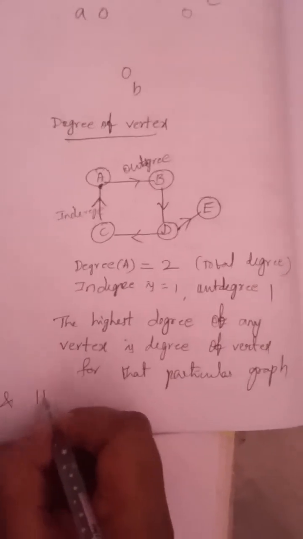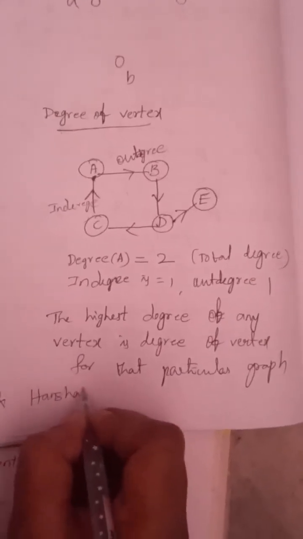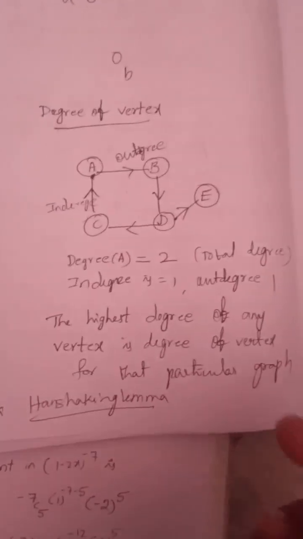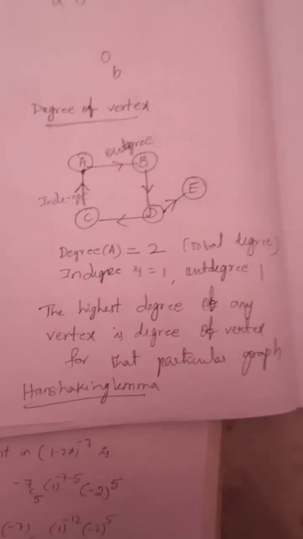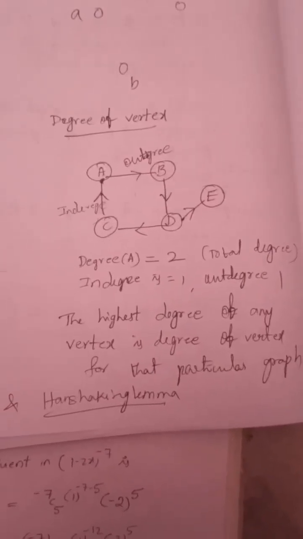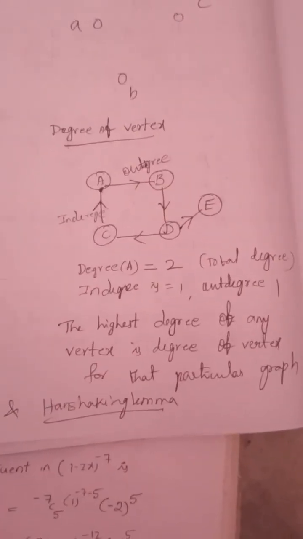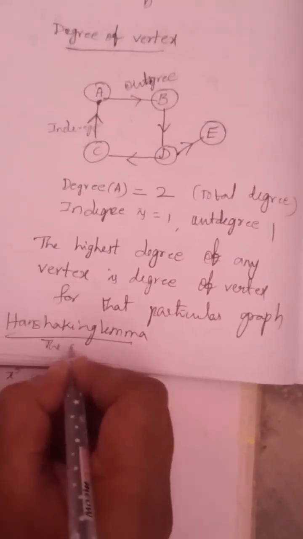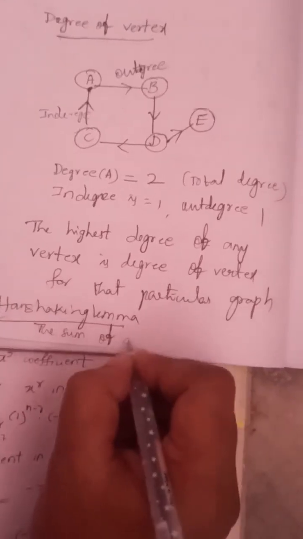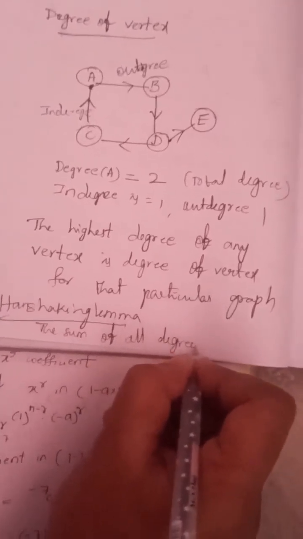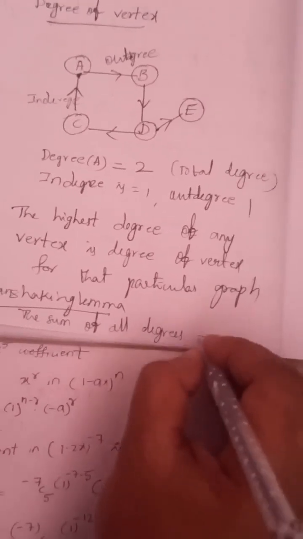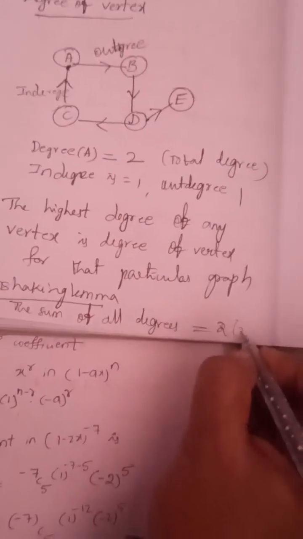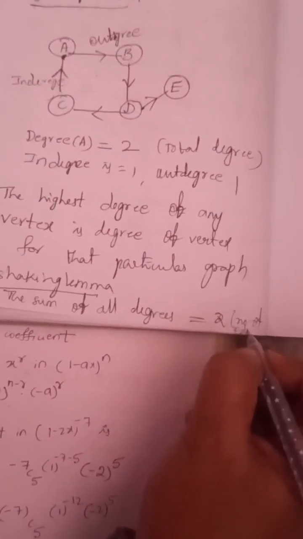And next one is handshaking lemma. This is the most important thing you have to get from this as an application of the degree of vertex concept. And what is handshaking lemma? The sum of all the degrees of vertices is equal to double the number of edges. So the sum of all degrees is equal to 2 into number of edges.